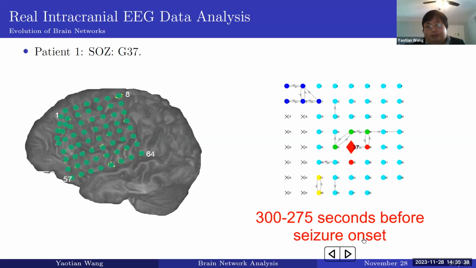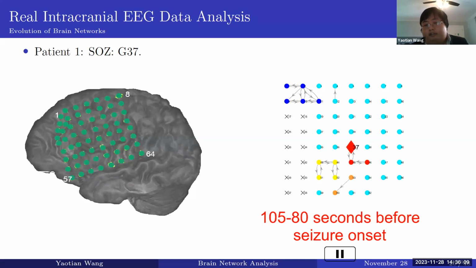Now, let me start to show the video of the evolution of brain networks from 300 seconds before seizure onset time to 300 seconds after seizure onset. Before the seizure onset, the brain networks are stable. We see that the seizure onset module is small, and we do not observe many connections of the seizure onset module. This is because before seizure onset, only a few regions are affected by the seizure onset zone activity.